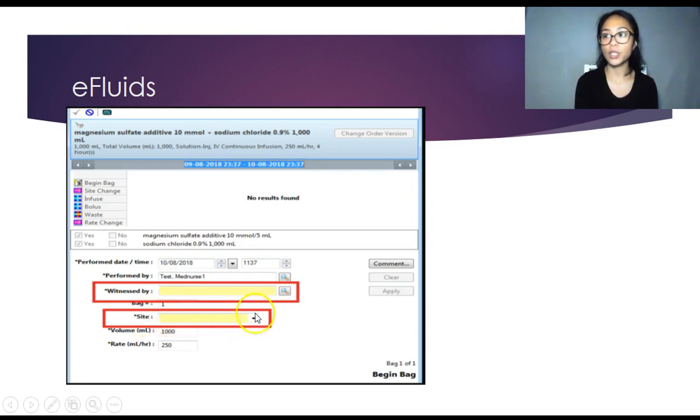The site, so which particular cannula site is it going through? Is it the one on the right? Is it the one on the left, for example? The volume you can place in there, so 1,000 mL at a rate of 250 mL per hour.